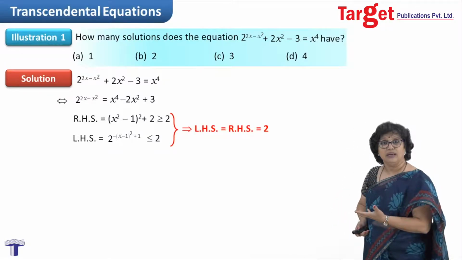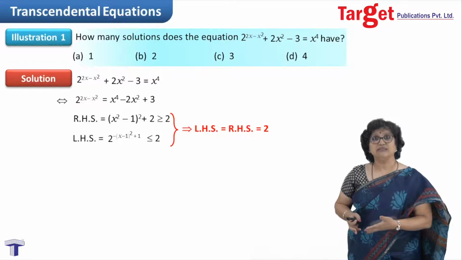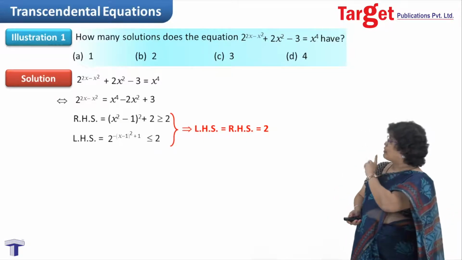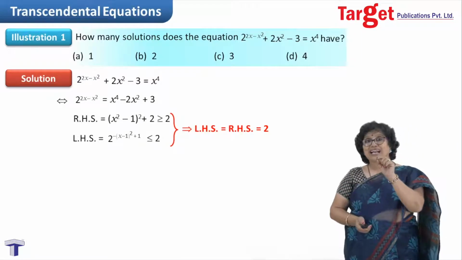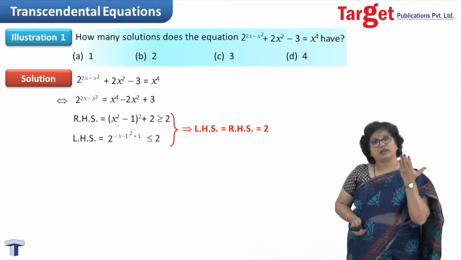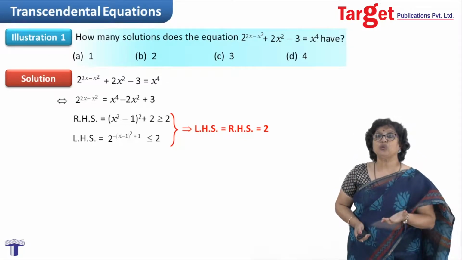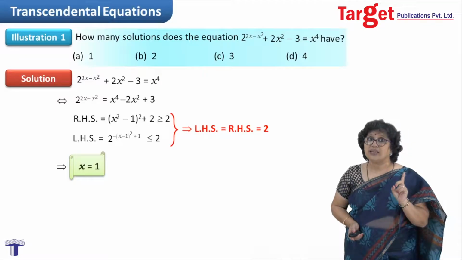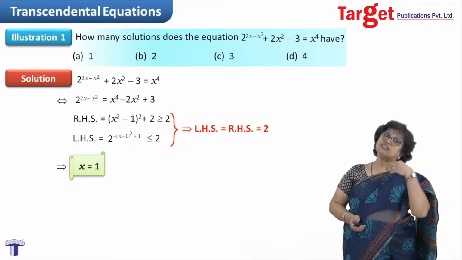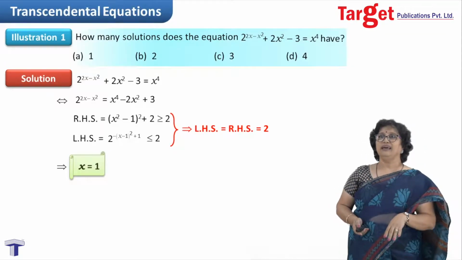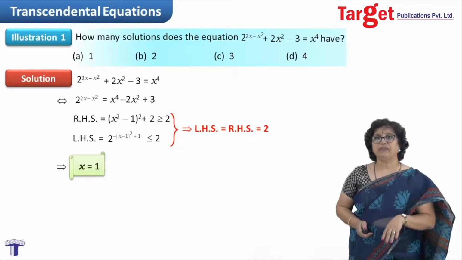To have a solution, LHS and RHS, meaning left hand side and right hand side, must both be equal to 2. And the left hand side tells me that only at x equal to 1 would it be 2. And that satisfies the condition for the RHS also. So the only option I am left with is x equal to 1. How many solutions does the equation have? Only one. And which value of x? That is also 1. I mean, it is just a coincidence. So my correct answer should be A.